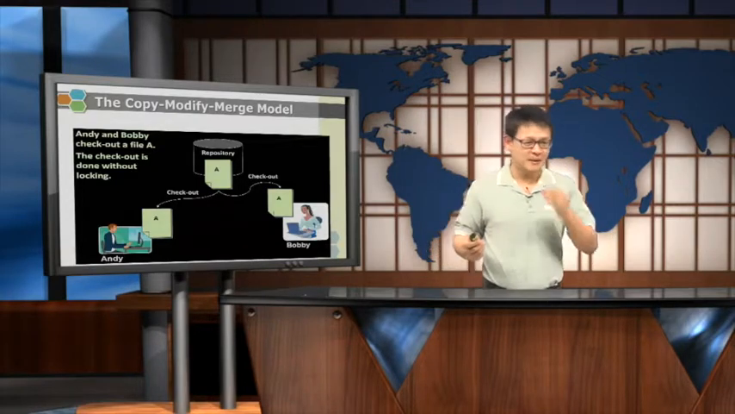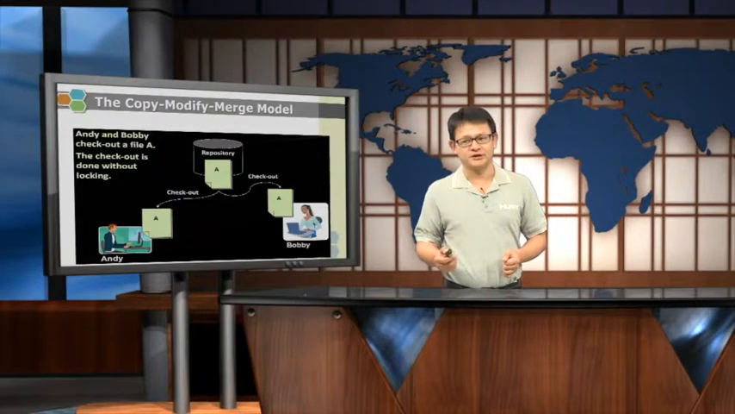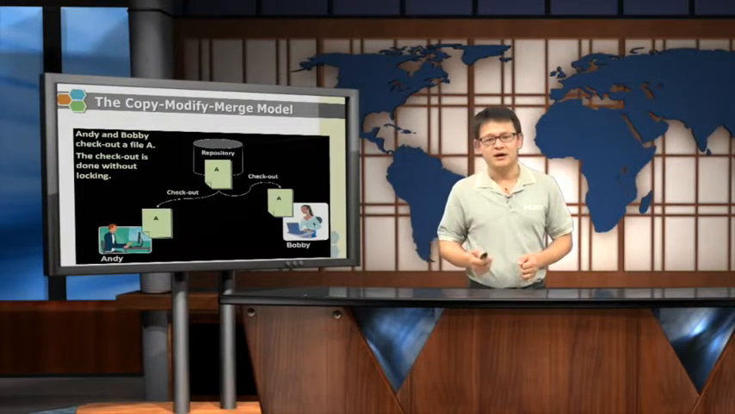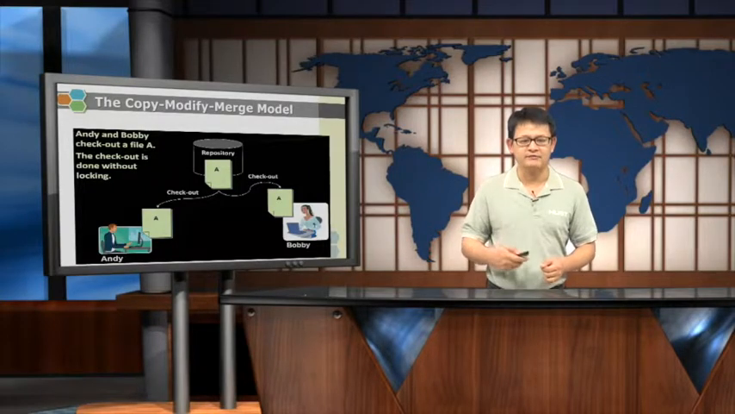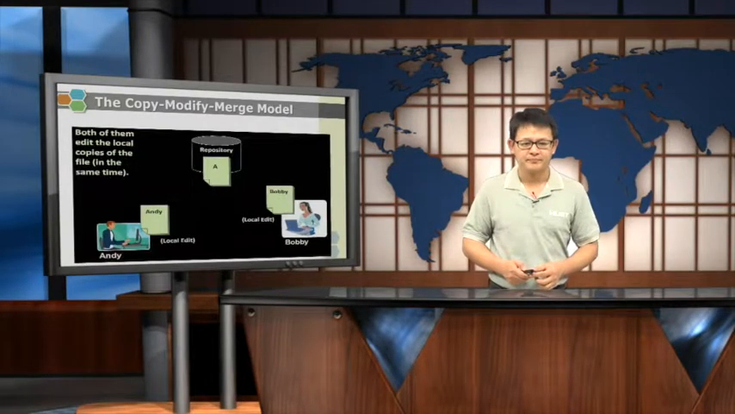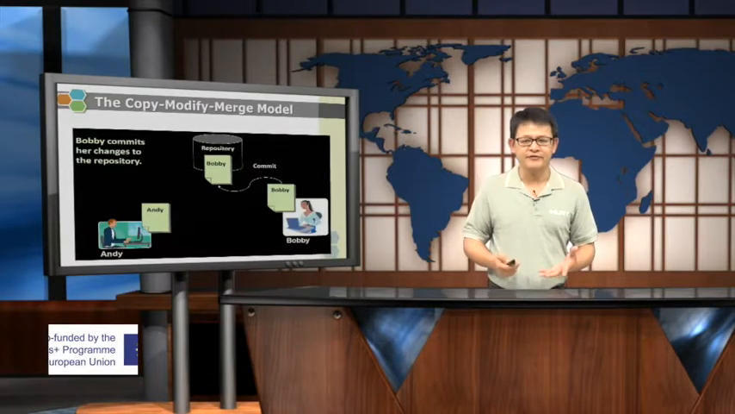Okay, so let's go to the second model, which is copy modify merge, which is already a small improvement compared to the previous method. So here, similarly, we have a repository with the file A, and both Andy and Bobby check out first to get the file to the local working copy. And then each of them can do the modification on the local working copy. And then when they finish, Bobby will commit the file first to the remote repository.